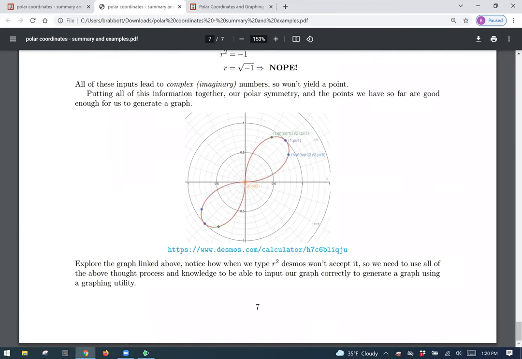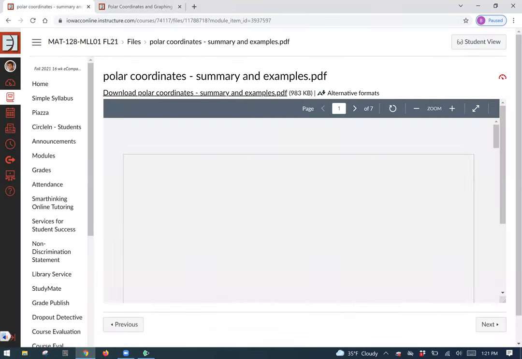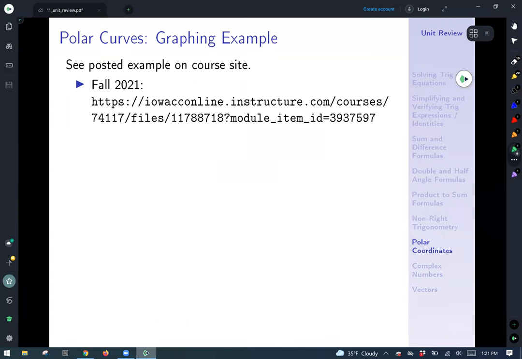Anyway, this isn't the only example posted. I encourage you to look at the reading assignment; there are some more. At the end of the regular handout notes, there are also several examples typed out. So make sure you're comfortable with the process, because there will be a question asking you to go through that same process that we saw on the homeworks.